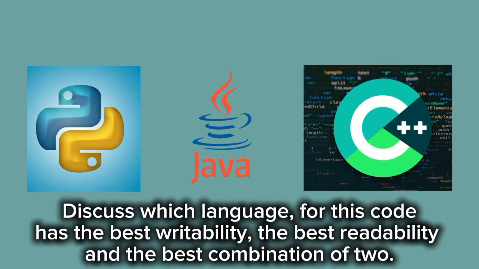So I'm going to discuss which language for this code has the best writability, the best readability, and the best combination of the two. So for writability, Python still shines here due to its concise syntax and ease of expressing arithmetic operations. The code can be written with minimal effort and in fewer lines compared to C, C++, and also Java.